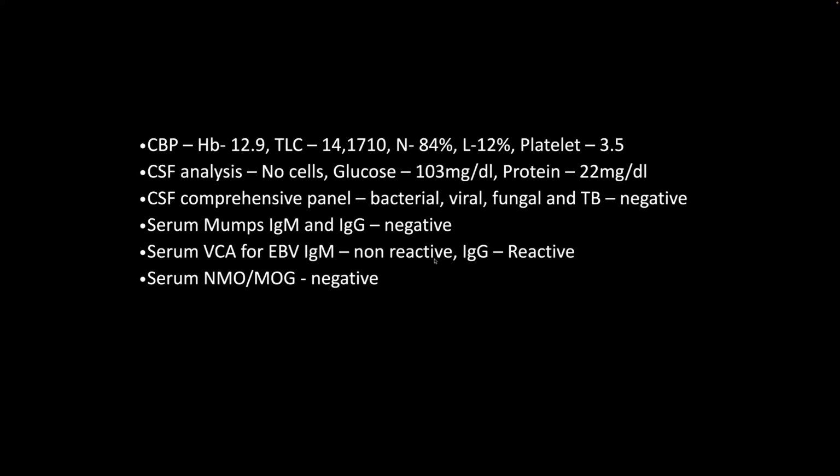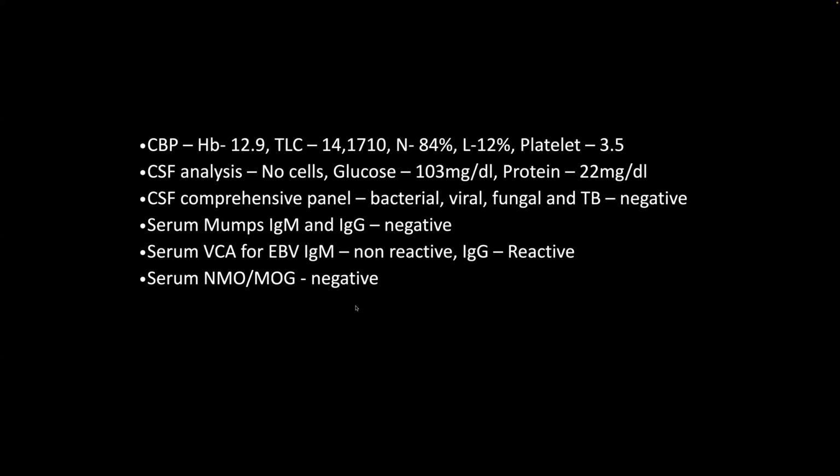And based on that, I think we got the labs done. Harika? Yes. Complete blood count showed hemoglobin of 12.9, elevated WBC count of 14,000 with neutrophilic predominance, and platelets being normal. We have done CSF analysis, which was acellular, glucose being normal and protein 22 milligram percent. We have sent CSF comprehensive panel covering bacterial, viral, and fungal and TB PCR, which was negative.